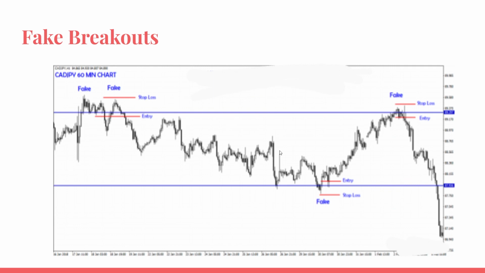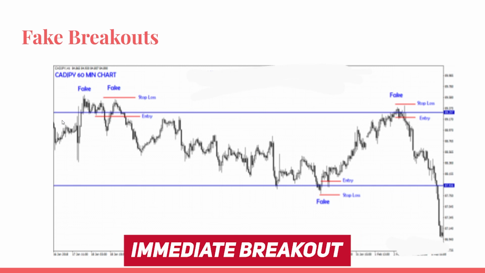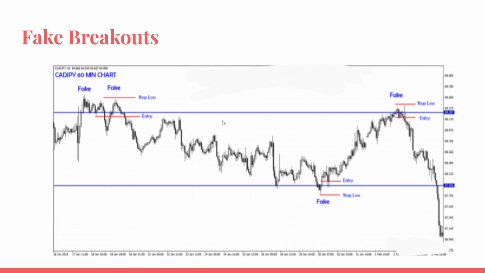Okay guys, another tip is that if you see a setup full of fake breakouts, it also indicates that it will end up making what? An immediate breakout, because it has been attempting to break the structure but failed. So it will result in an immediate breakout. Even in this example, guys, you can see it has too many fake breakouts, and at last it ended up making what? An immediate breakout.